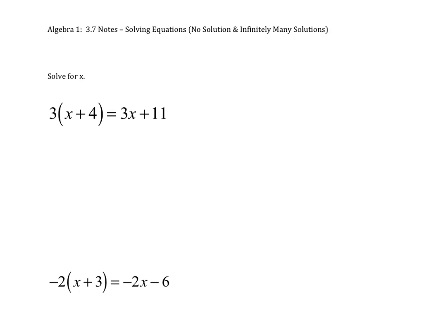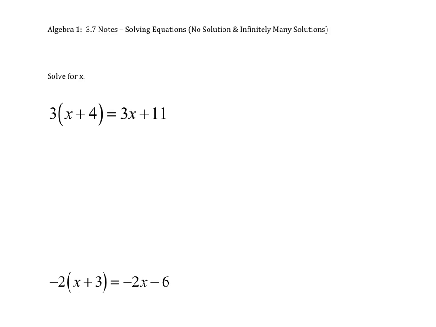Hey guys, so I'm going to teach you how to solve equations when sometimes the solution is either no solution or infinitely many solutions, okay? So I'm going to show you a couple examples. We're going to follow the same steps that we've always followed with multi-step equations, and that first step is to get rid of the parentheses.